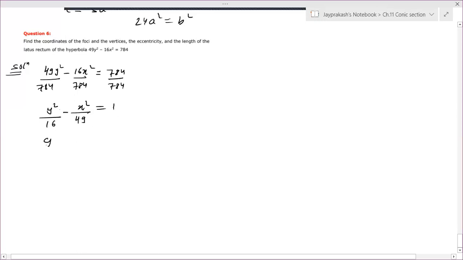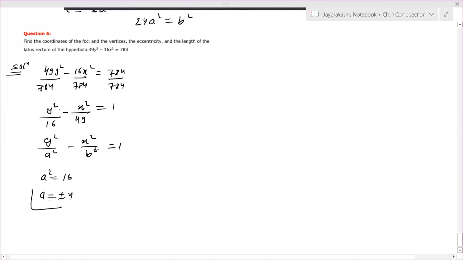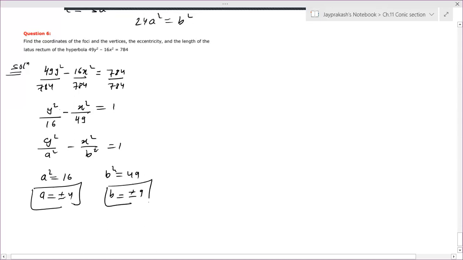So it is in the form of y square upon a square minus x square upon b square is equal to 1. So we have a square is equal to 16, so a is plus minus 4, yes, along the y-axis. Then b square is 49, so b is equal to plus minus 7. Its axis is the y-axis.